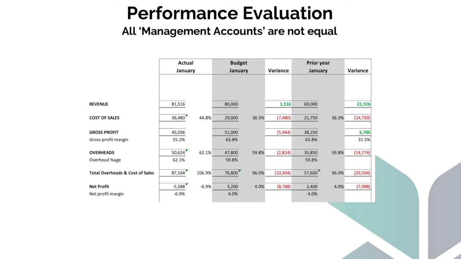And then this one is too broad. Revenue, cost of sales, gross profit. I mean, this is fine as a headline. You could have this at the top of your management accounts and then have all the detail below it. But really, what's the point?